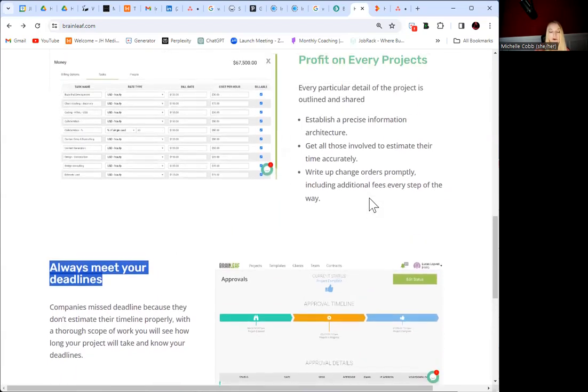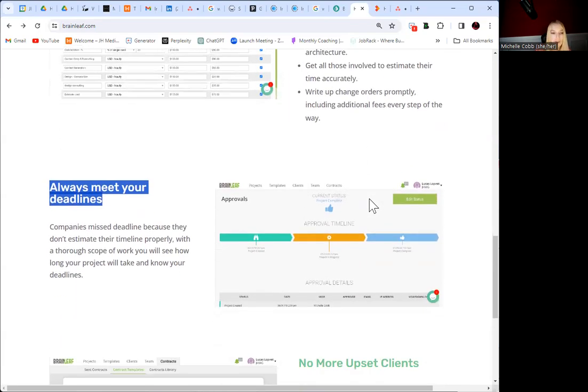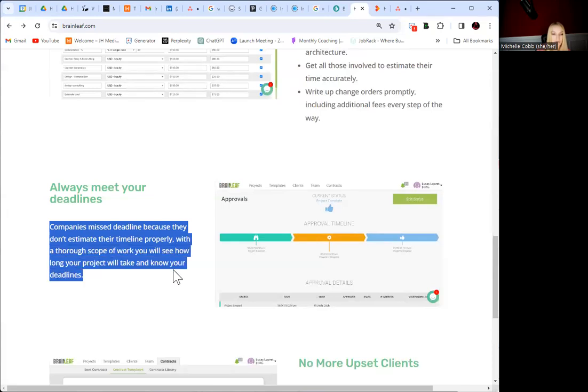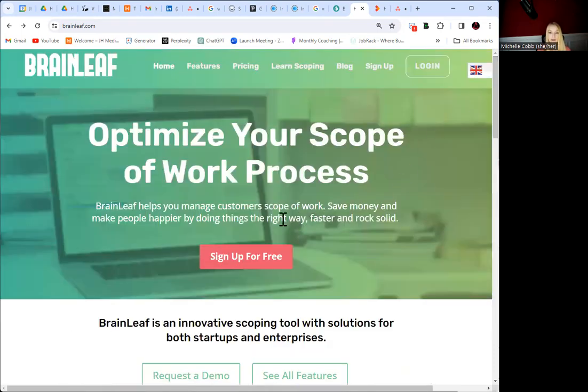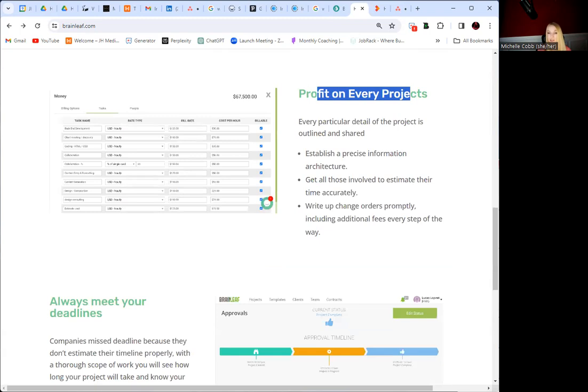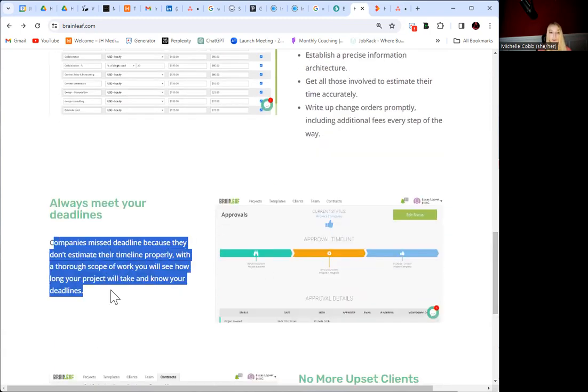Then also there are some tone of voice issues. So for example, we've got "companies miss deadline because they don't estimate their timeline properly. With a thorough scope of work, you will see how long your project will take and know your deadlines." It's a little bit awkward wording in several places, and it just doesn't have the blazing confidence that I'm seeing up here. It's as if a different person wrote the header and some of these benefit statements, and then somebody else wrote some of this text.